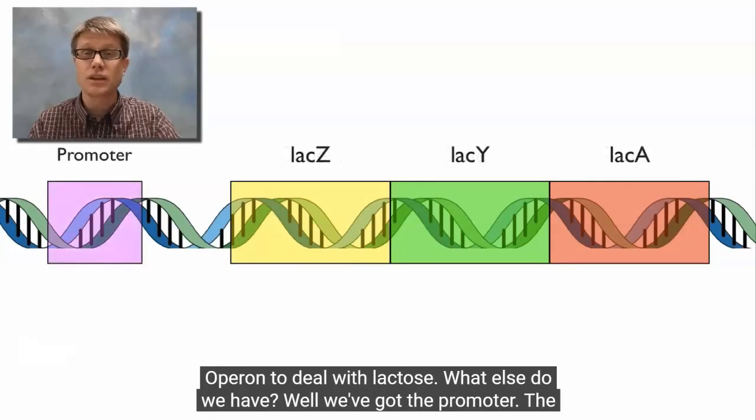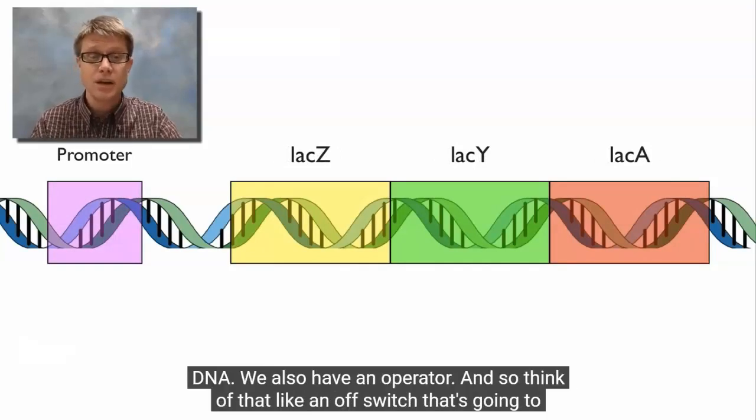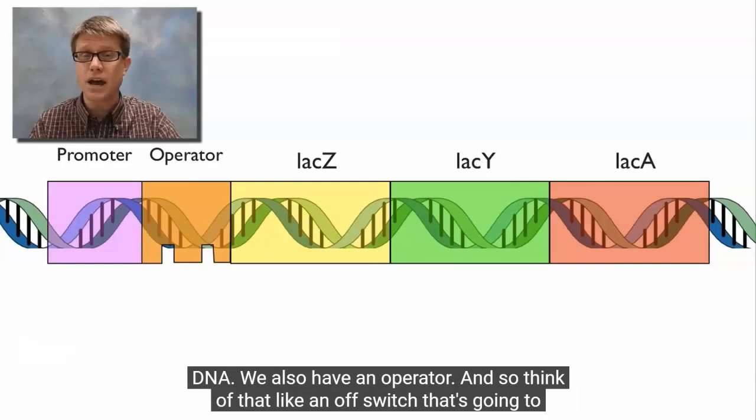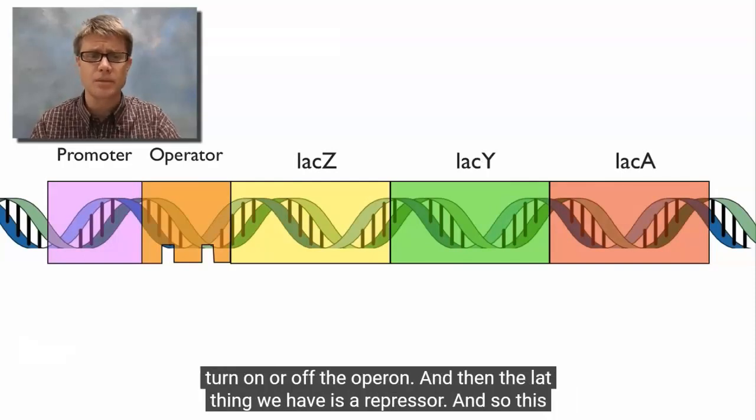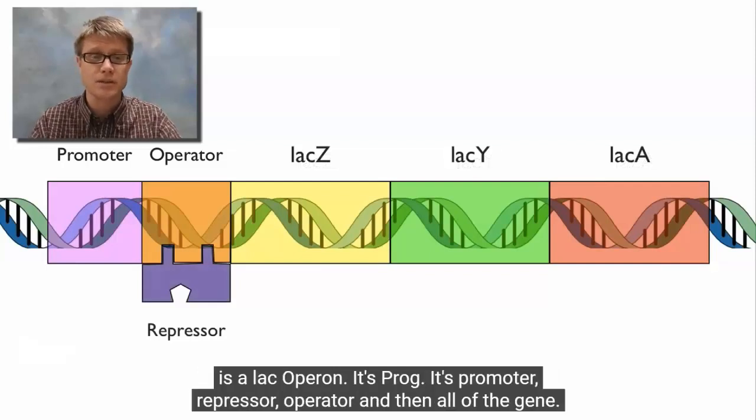What else do we have? Well, we've got the promoter. The promoter is going to be the region of the DNA where the RNA polymerase can grab onto the DNA. We also have an operator, and so think of that like an on-off switch that's going to turn on or off the operon. And then the last thing we have is a repressor. And so this is a lac operon. It's prog. It's promoter, repressor, operator, and then all of the genes.